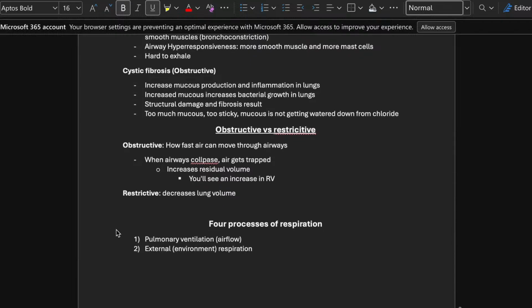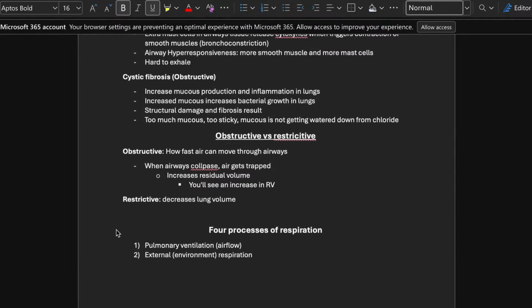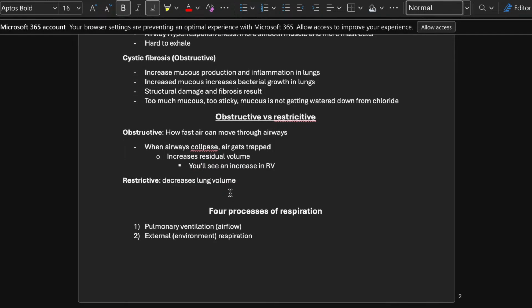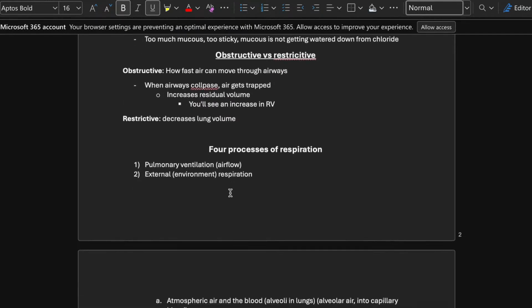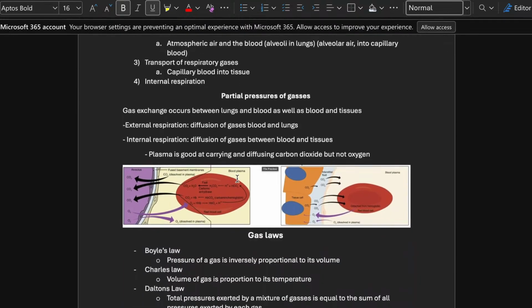Okay, so let's look at my notes. Obstructive versus restrictive. Obstructive is how fast air can move through the airways, and restrictive is decreased lung volume. So that makes sense. Like an obstruction in the road would make you slow down. So how fast air can move. And that's like when airways collapse, when air gets trapped, which increases residual volume. And restrictive is just decreased lung volume. So, partial pressure of gases.